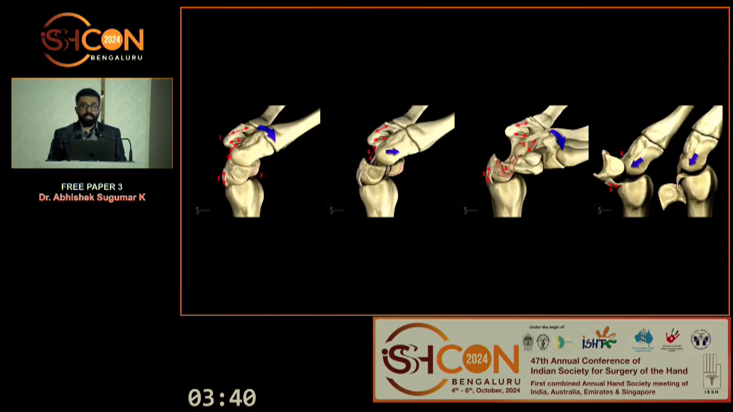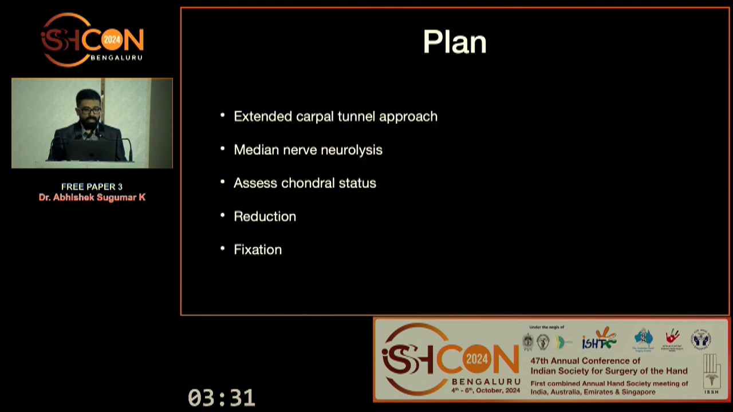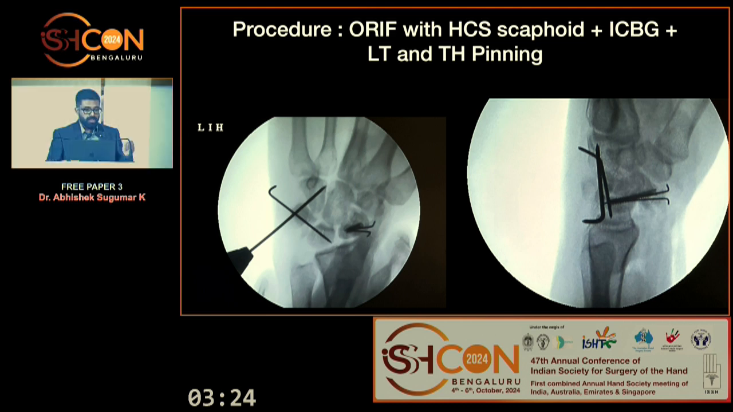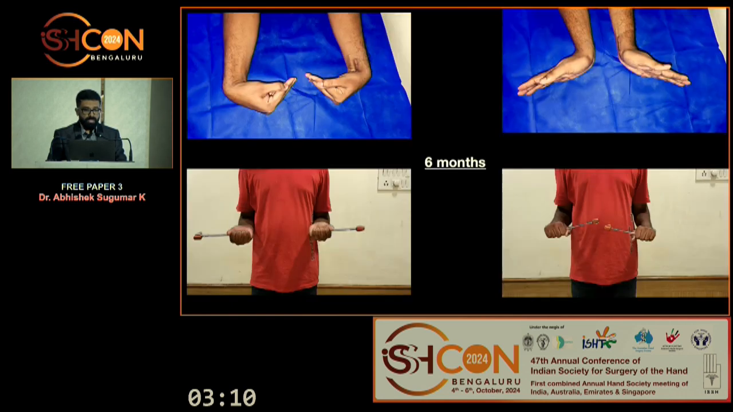This is a diagram representing the mechanism of injury, with the midcarpal joint hyperdorsiflexed and pushing the lunate out of the lunate fossa. The plan following the median nerve neurolysis was to assess the chondral status, followed by reduction and fixation. This was the procedure. It was an ORIF with a Herbert screw for the scaphoid. The distal pole of the scaphoid was comminuted and required iliac crest bone grafting, followed by lunotriquetral and triquetrohamate pinning. Six weeks follow-up showing the results.